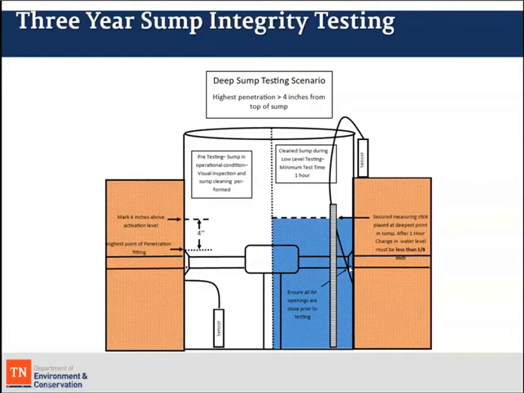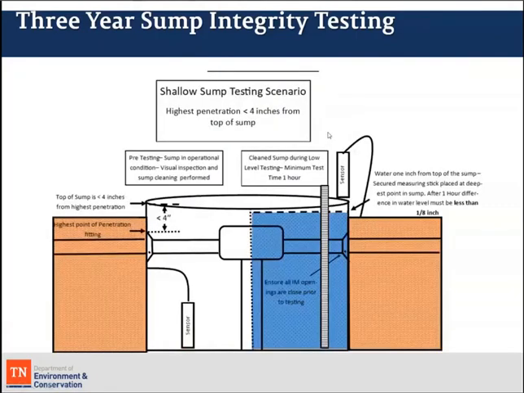of water. Take your measurement to the nearest 16th of an inch, wait an hour, come back, take your second measurement. Hopefully it's the same. You haven't lost water. But if you've lost an eighth of an inch or more, then that sump will fail, and you'll have to try to figure out where you're losing that water from. And this is a deep sump scenario where you're not having to deal with the penetration fittings being within 4 inches of the top of the sump.